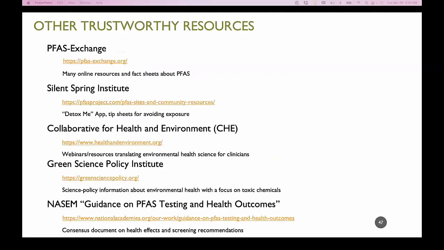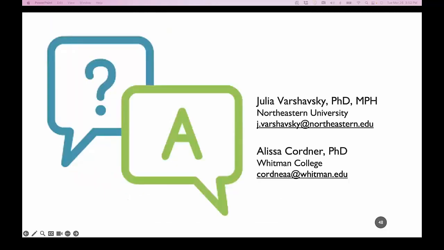We also wanted to provide a few other resources that we thought might be helpful in general. The PFASexchange.org website includes a lot of resources and fact sheets related to PFAS. Silent Spring Institute is an important research organization in this work. And same with the Collaborative for Health and Environment, or CHE, and the Green Science Policy Institute. And then the NASM guidance on PFAS testing and health outcomes, the clinical guidance that recently came out on PFAS, is a wonderful resource that we also recommend for this audience. So with that, I'll say thank you very much, and we will turn it over for Q&A.